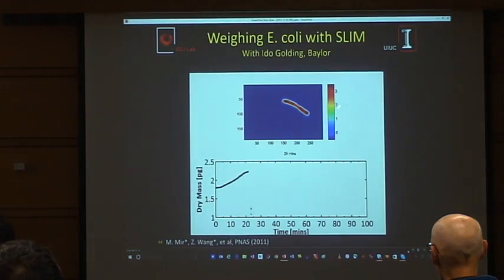So long story short, a few years ago we were able to basically weigh cells like this just by imaging them. So this is looking at E. coli that's dividing. These are dry mass, a couple of picograms of dry mass, and then the daughter cells, they're growing. We're able to show that these are exponential growth and so on.